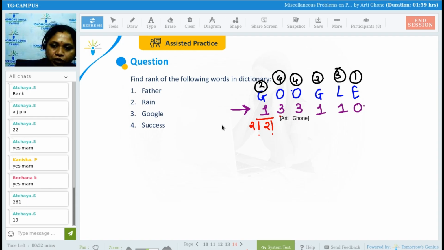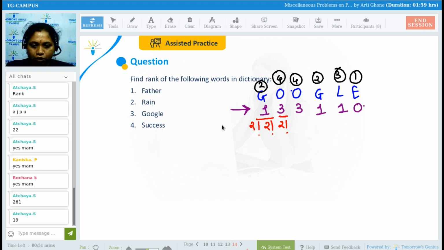This one will be utilizing, along with this O, one more O. So this one is only 2 factorial, and here no repetition is followed. So no need to divide by the further letters. Clear? Clear, step 2? Okay.